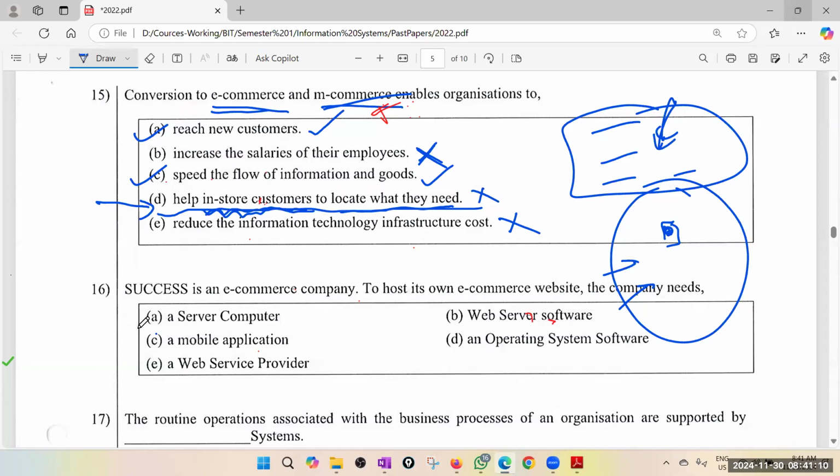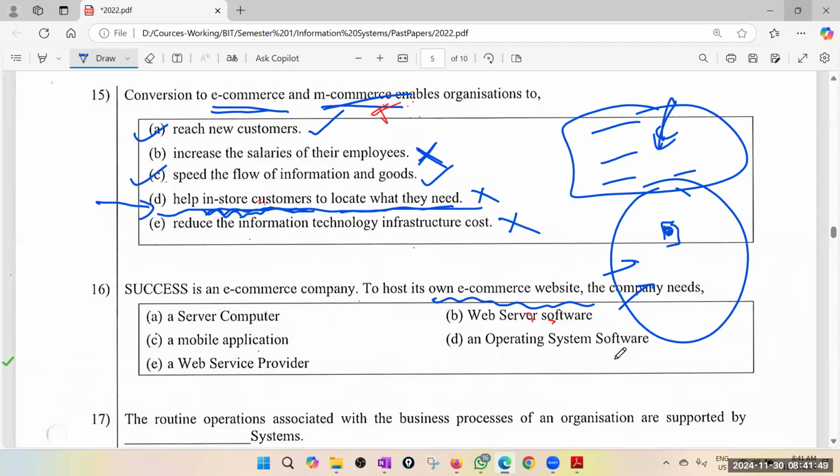Success is an e-commerce company to host its own e-commerce website, not a marketplace. The company needs a server computer, a mobile application, a web service provider, web server software, operating system software. So it looks like they want to host by themselves. I don't know, because the examiner has not mentioned whether they can go for a service provider or host it by themselves. Okay, so the question is a little bit fuzzy.